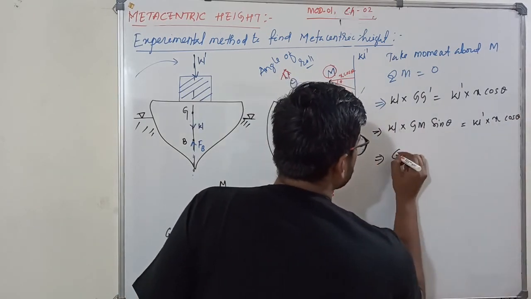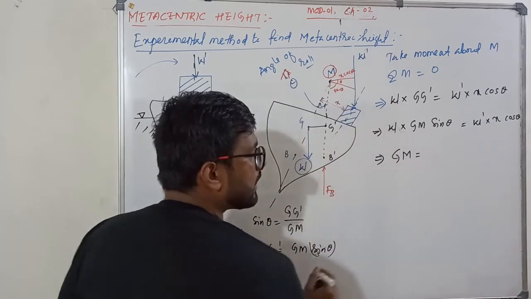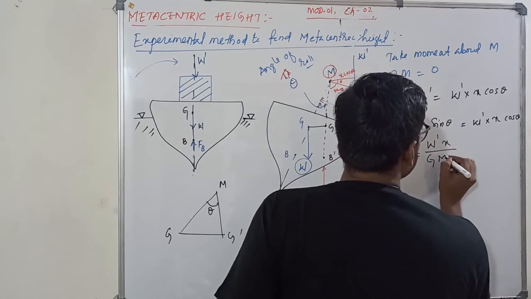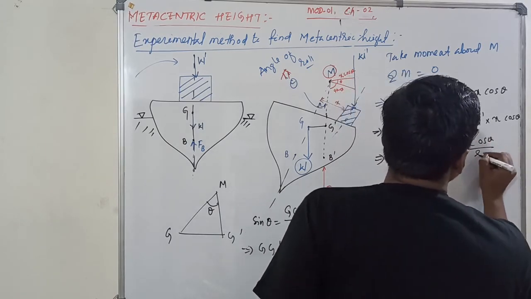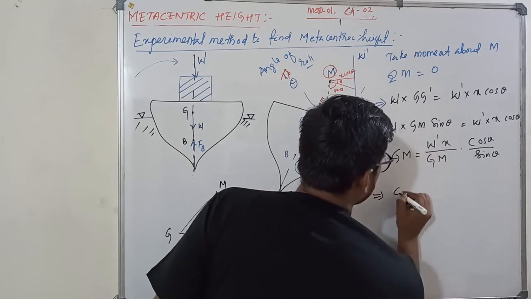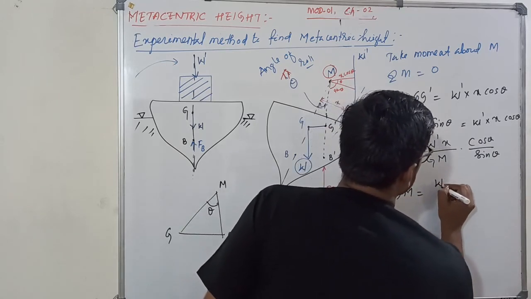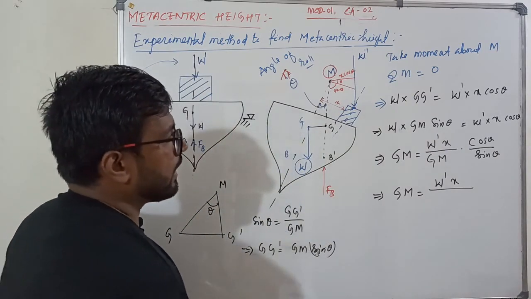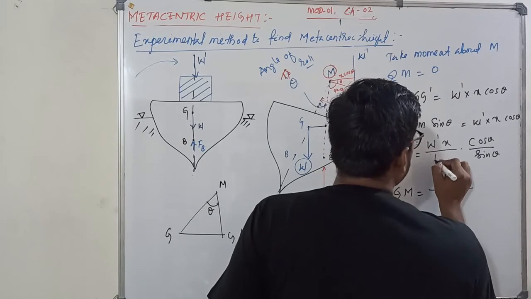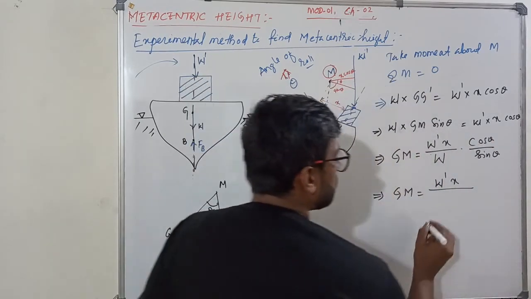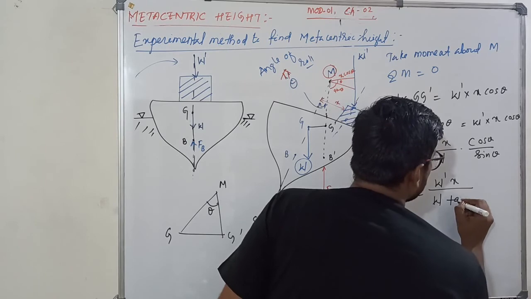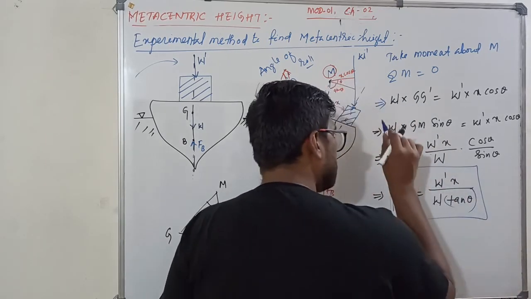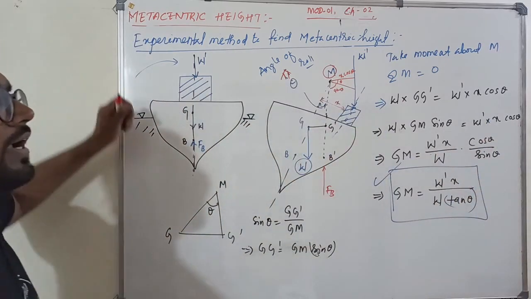Superb. So from this equation, what is my metacentric height? Metacentric height GM is equal to W prime x upon W, multiplied by cos theta by sin theta. This implies metacentric height is equal to W prime x upon W tan theta, or multiply by cot theta on top. This is your experimental method to find metacentric height.